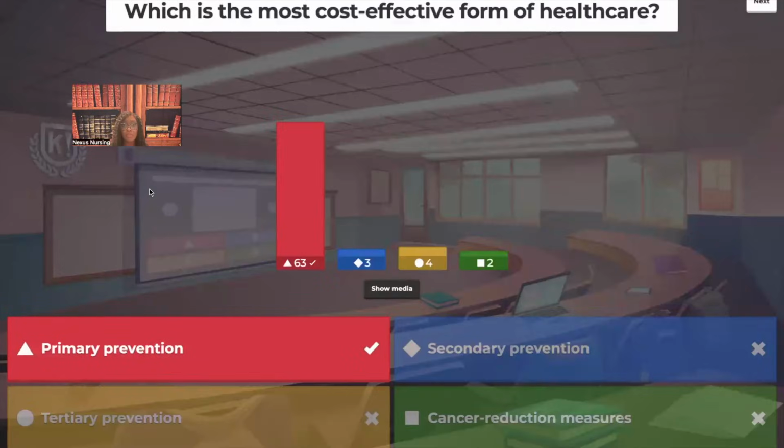Primary prevention. Primary prevention, preventing something from happening is the cheapest and most effective measure to help somebody. Why wait until they get a disease to treat the disease with a whole bunch of medications or surgeries when we could have prevented it from happening, right? Primary prevention, that is the most cost effective and most effective. Let's get it before it even happens. That's right. Education is free. I love that. Very good.